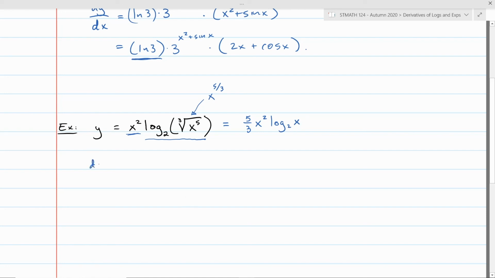So now dy dx is, okay, take the derivative of the first term, which will be the 5/3 x squared. So just bring the 2 down, and you get 10/3 x. And then you still have that logarithm, log base 2 of x, plus, then I'm going to leave the 5/3 x squared alone. And the derivative of log base 2 of x is 1 over x times natural log of 2. Of course, you could cancel the x in the denominator with the x squared in the numerator, but I'll just leave it like that for now.